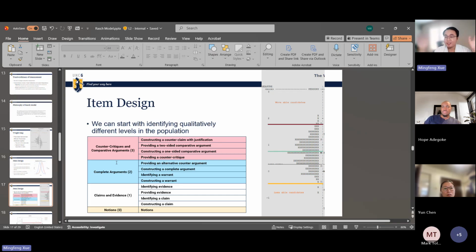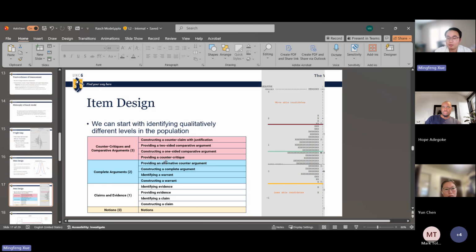So based on our observation, at level 0, the respondents possess nothing, know nothing about argumentation. Moving up, they start to be able to identify claims and evidence, and then they can complete an argument based on the claims and evidence. Finally, based on the complete argument, they should be able to provide a comparative argument. So in our theory, there might be 4 levels.